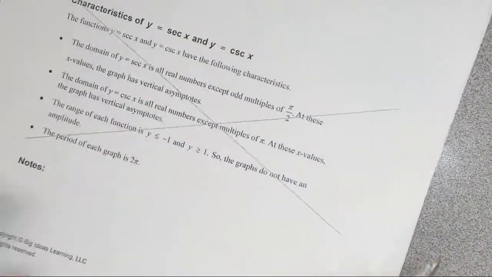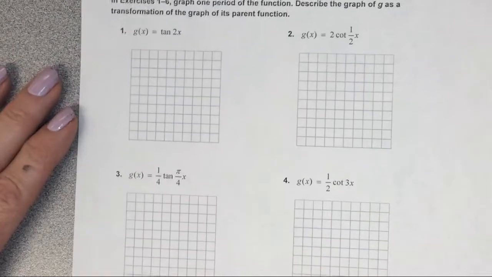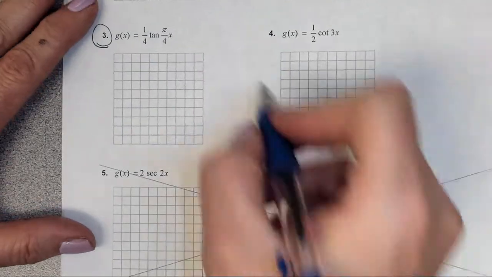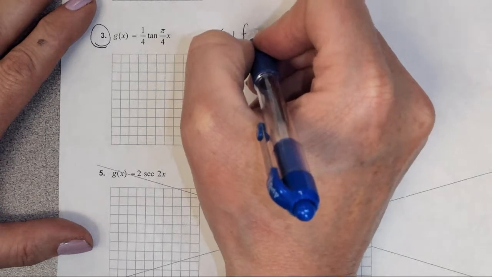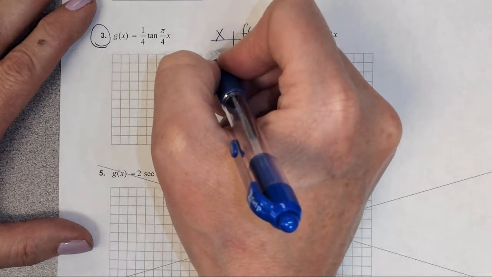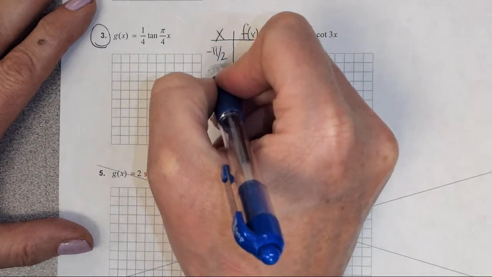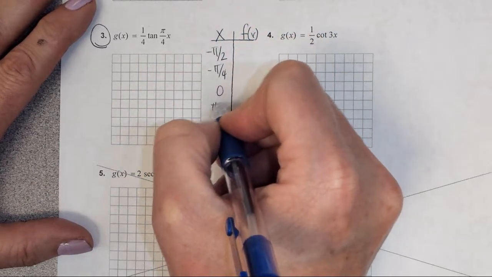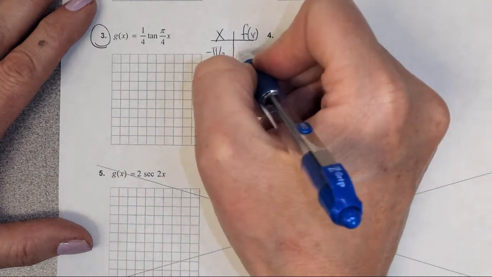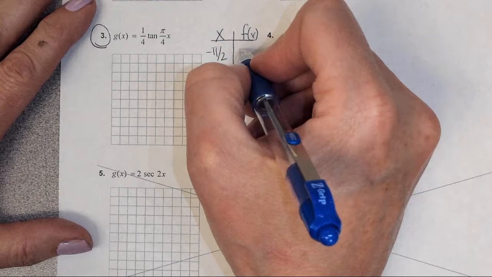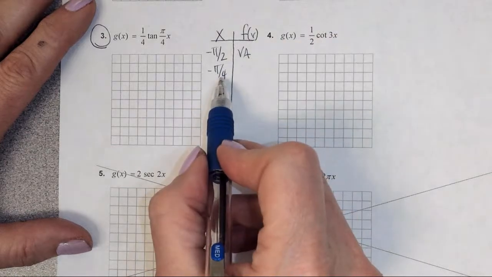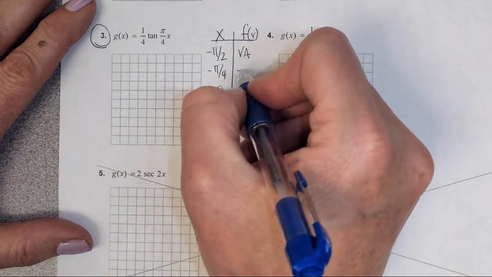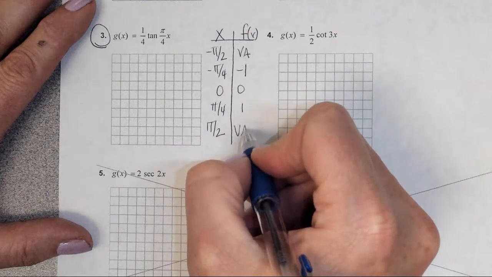So, okay, I want to flip over now to the examples, and I want to do just this number 3 example here. All right, so we're going to write down our key points for tangent, for a normal tangent function. Remember our key points. Where do we start? So negative pi over 2, negative pi over 4, 0, pi over 4, and pi over 2. What's our y values normally? Right, so vertical asymptote. Think about this quadrant. This was quadrant 4, so it'd be negative 1, 0, 1, and vertical asymptote. Good.